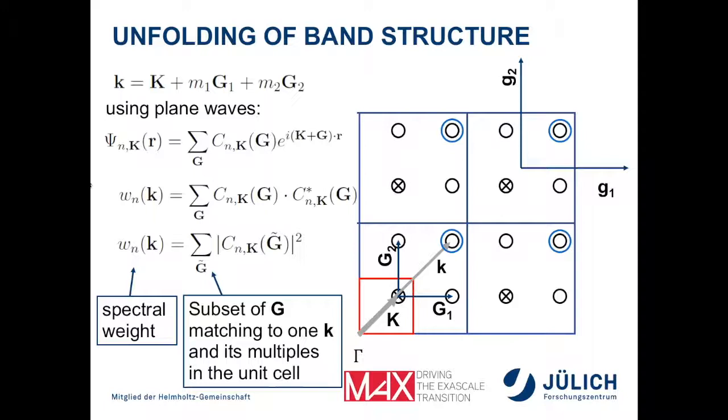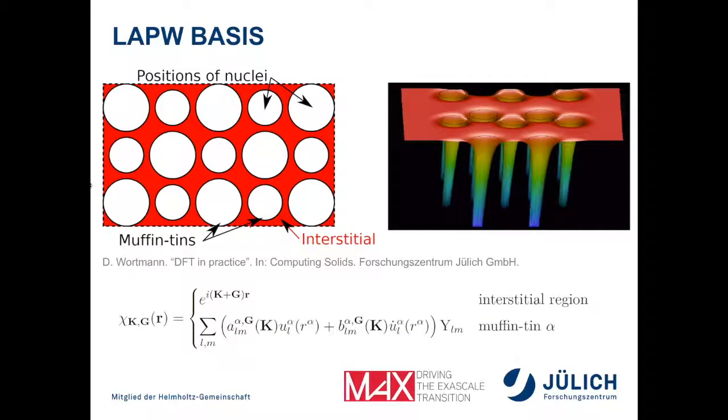Now for a plane wave basis, this is very easy, because for a plane wave basis, the basis is orthogonal, and we can just sum over the expansion coefficients. But as you learned yesterday from Gregor, our code uses the LAPW basis. And the LAPW basis consists of spherical harmonics and radial basis functions in the muffin tins, and plane waves in the interstitial, which are matched at the muffin tin boundary.